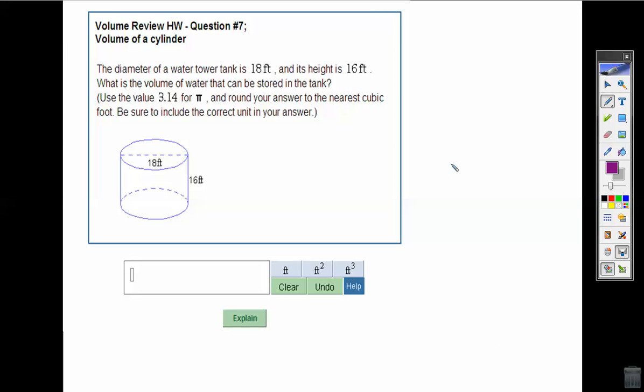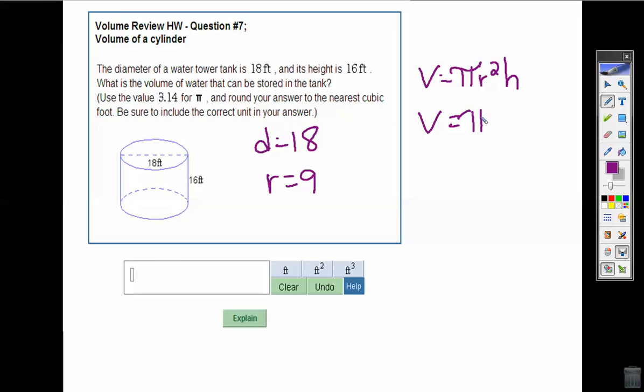So this one says there's a water tower tank. It's 18 feet diameter and the height is 16. They want to know the volume of the water that's stored in the tank. So again, I'm going to use pi r squared h, and it tells us to use 3.14 and round to the nearest cubic foot. But this time, do you see how they gave us the diameter? The diameter is 18, which means the radius is 9. So I'm going to do pi times 9 squared times 16.